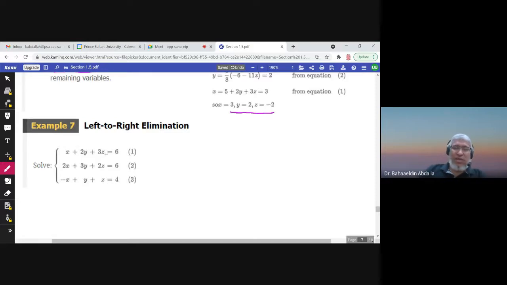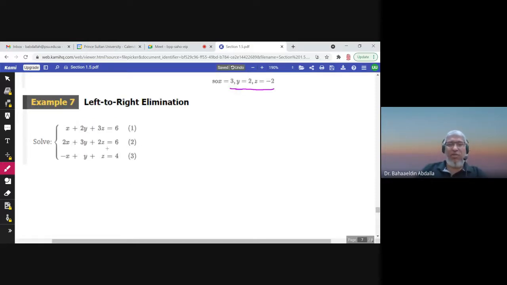Let us solve this system using the left to right elimination method. The coefficient of x here is 1, so that's excellent. So what I'm going to do, I will multiply -2 times equation 1 plus equation 2. This will eliminate the coefficient of x in the second equation. I have this -1, so I will just multiply equation 1 by 1. So I will just add equation 1 plus equation 3, and this will eliminate the coefficient of the x in the last equation. So I will have the following.